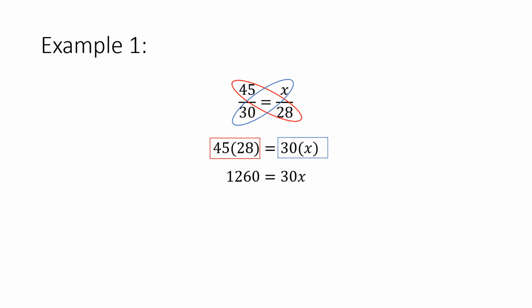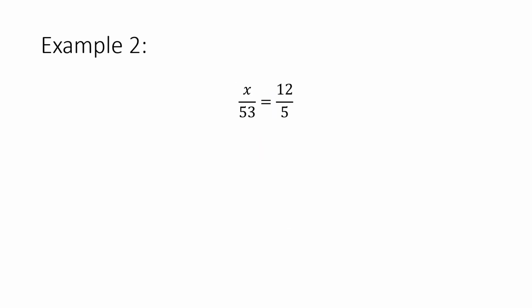And so to solve this equation for x, I need to get rid of my 30, and to do so, you need to consider what operation is happening between 30 and x, which is multiplication. So to undo multiplication, you are going to divide, and so what I do to one side of the equation, I have to do the other, and so I'm going to divide both sides of the equation by 30 to get my equation solved for x. And so when I do that, I got x is equal to 42 after I divide 1,260 divided by 30, and that's my answer for example 1.